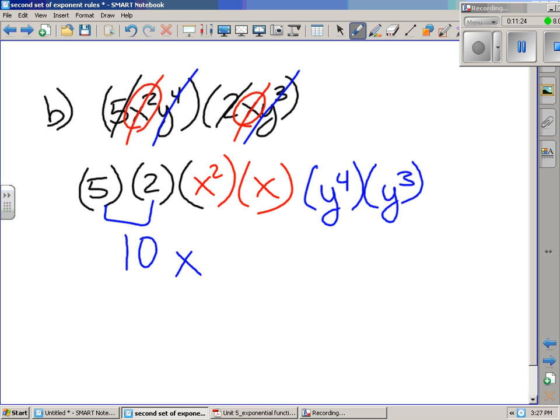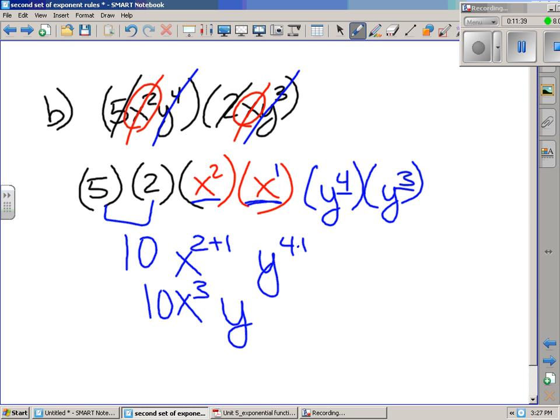Here we need a rule. Bases are the same, you add them up. 2 plus 1, this has a power of 1, gives you x to the third. And then over here, when the bases are the same, you add them up and we get y to the power of 4 plus 3, which is y to the 7th power. So you should have gotten 10, x to the third, y to the 7th.